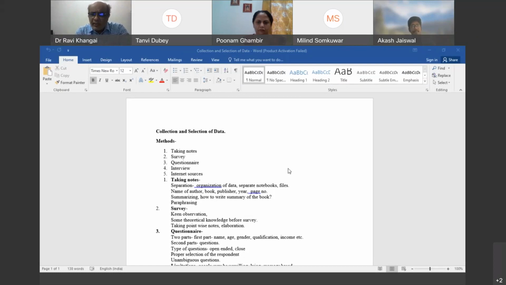While taking down notes from a book, you must also remember to write the name of the author, name of the book, publisher, year, and page number, because this is important data. These are the data which you need to mention in your thesis. We will be discussing the footnote as well, and while talking about footnotes, I will tell you how they are to be given. And then you need all this information.